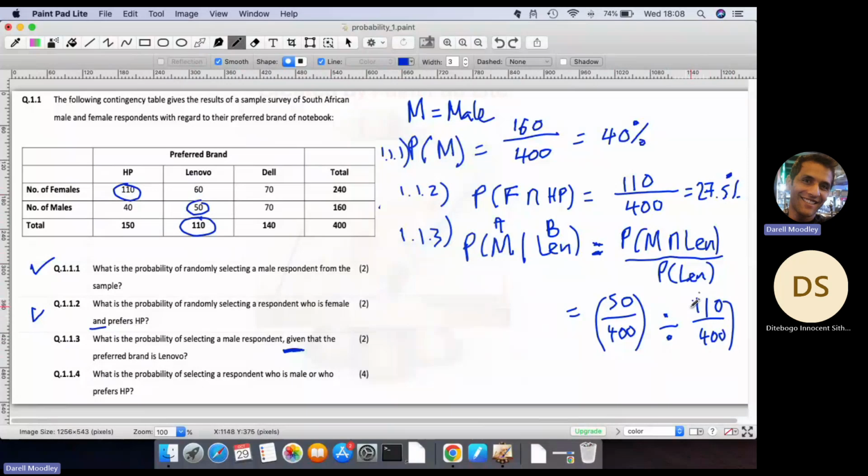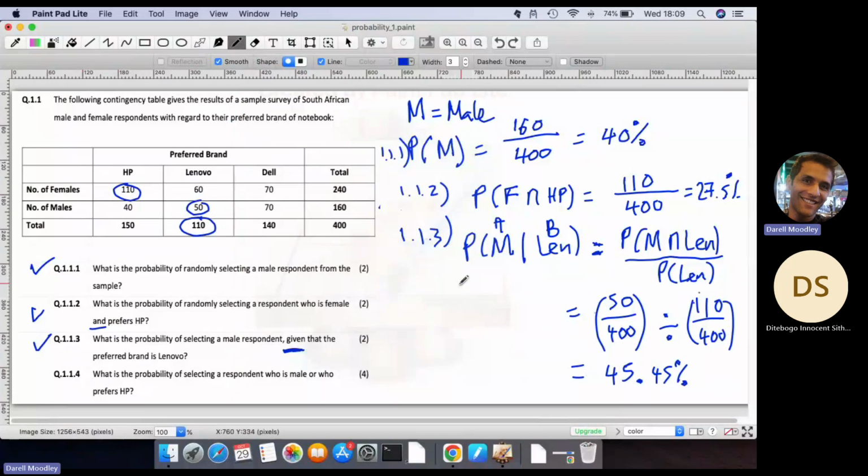And if you punch this into your calculator, so you've got a fraction divided by a fraction, that will give you 50 over 110. I'm just going to write it straight as a percent, which is 45.45%. All right. That's question 1.1.3. So remember what I said? Leave your answers as a percent.